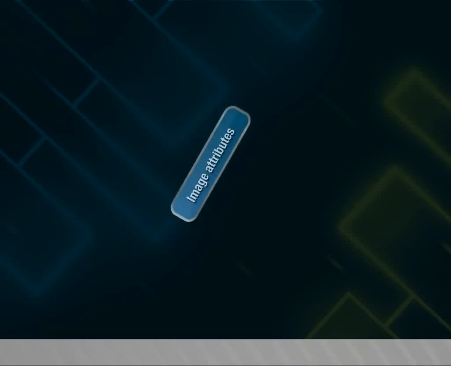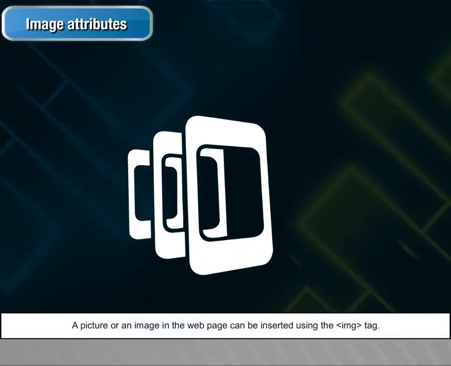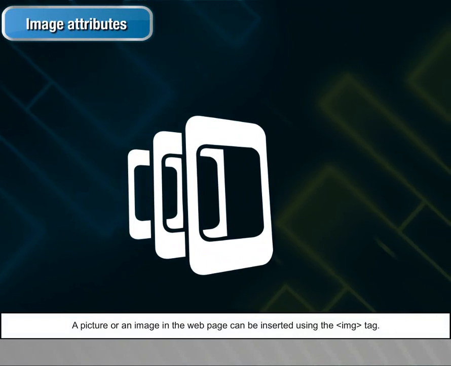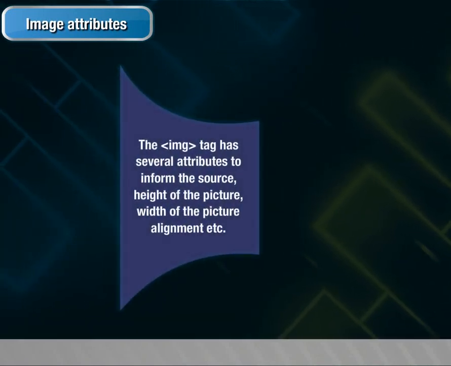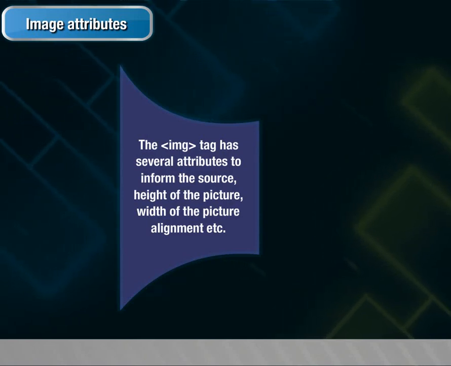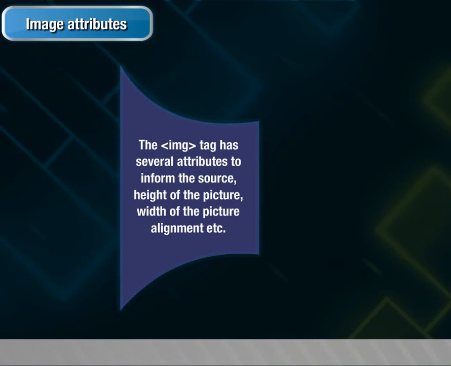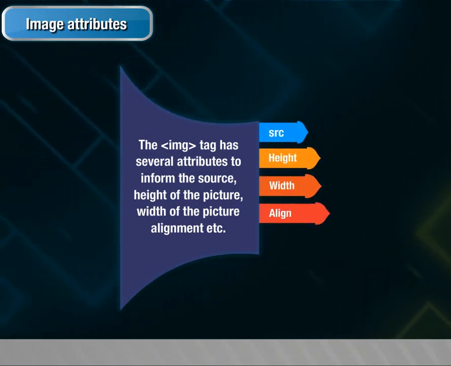Image attributes. A picture or an image in the web page can be inserted using the IMG tag. The IMG tag has several attributes to inform the source, height of the picture, width of the picture, alignment, etc. SRC, height, width, align, alt.